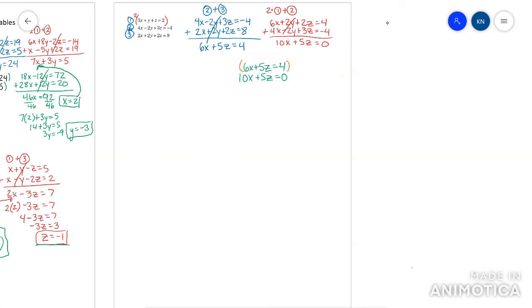It doesn't matter which one you choose. I'm going to choose the top one to scale by -1, because then it would say -6x minus 5z equals -4, and my bottom equation wouldn't change. And I would be set to eliminate the letter z and end up with 4x equals -4. Divide by 4. Now I know x is -1. Now plug x equals -1 into either the red or the blue equation. I'll go with red, so it'd look like this.